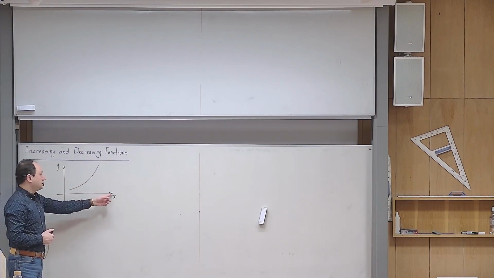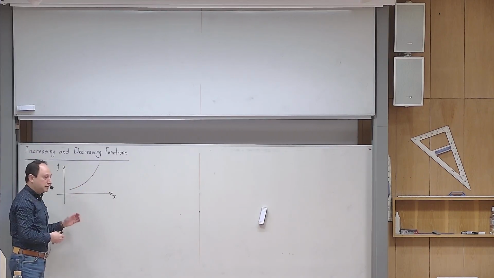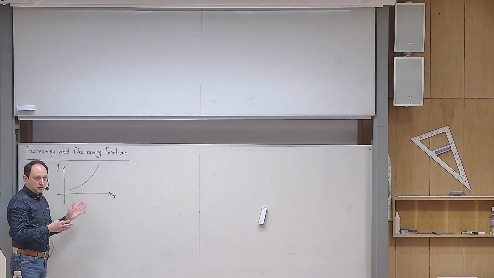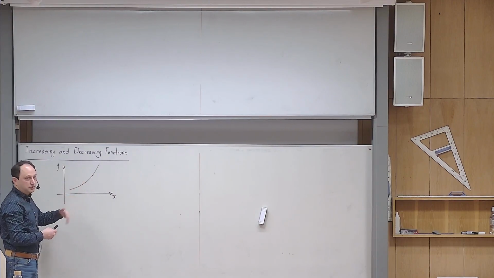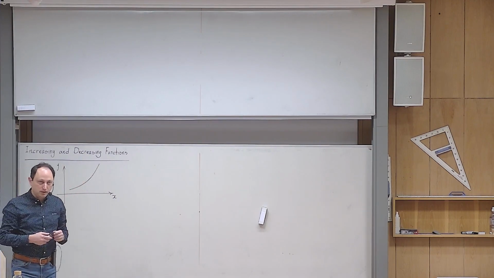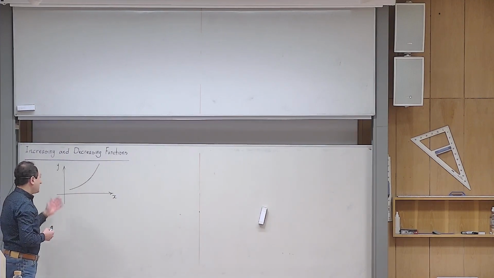Of course, if I start moving to the left, the height will go down. So by convention, when I say a function is increasing, it means that when I go to the right, the height of the graph of the function actually increases. Of course, this is a little bit vague. I have to make it more precise. But that's the meaning of increasing function.